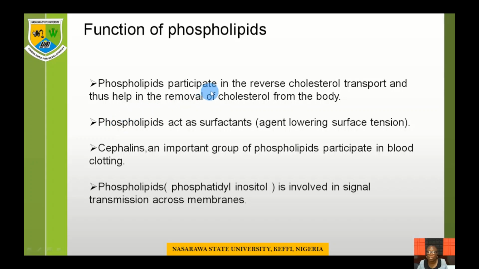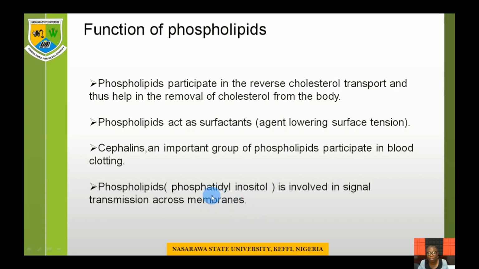Still continuing, they participate in the reverse cholesterol transport, and thus they help in the removal of cholesterol from the body. So phospholipids remove cholesterol from the body. Number 7 now, phospholipid acts as surfactants, that is, they lower surface tension. Then you have cephalins, which is an important group of phospholipids. They participate in blood clotting. And then phospholipids, for example phosphatidylinositol, are involved in signal transmission across membranes.